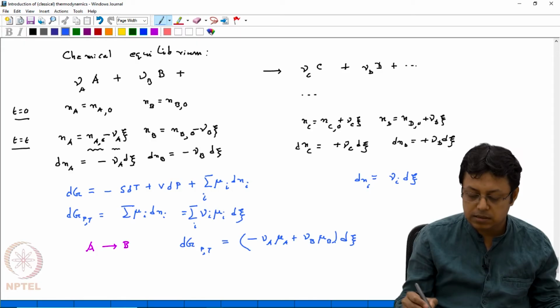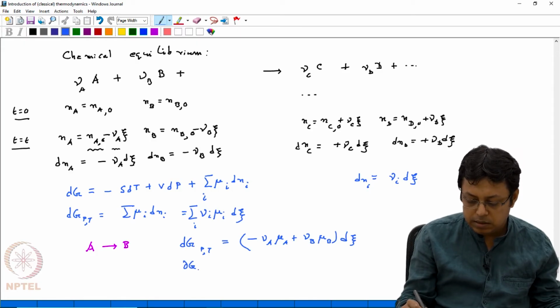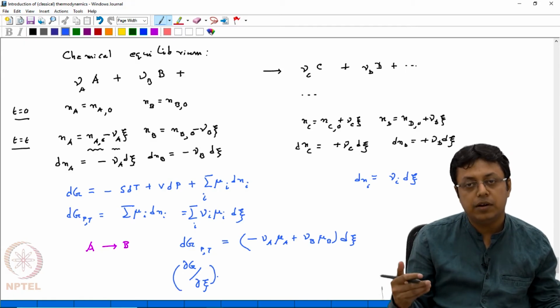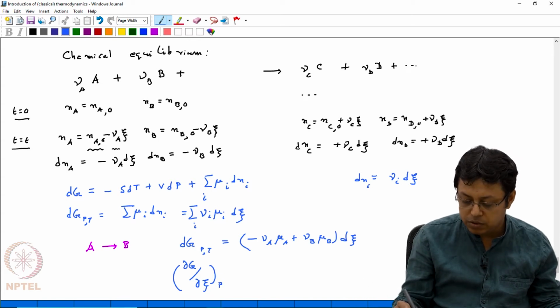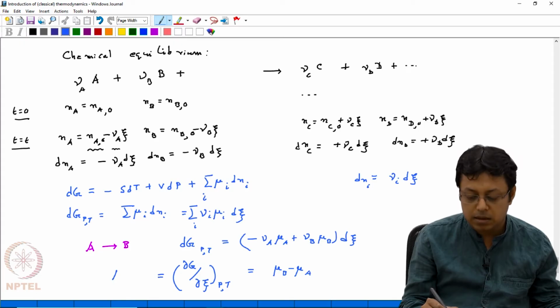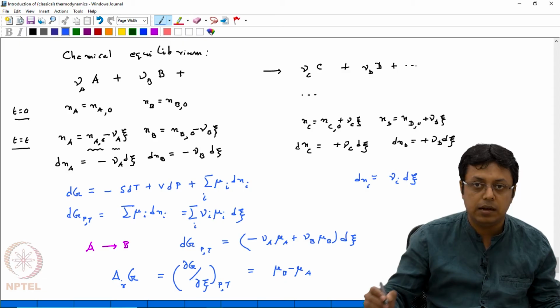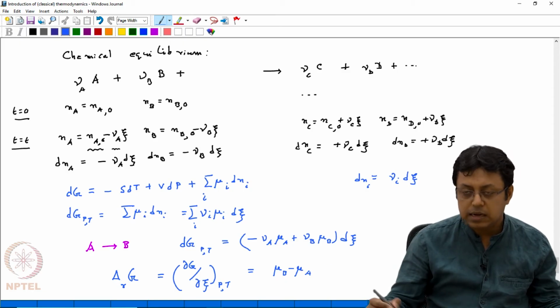So we can ask this question now: what is this quantity, del G del xi? It's basically the differential change in Gibbs free energy per unit advancement of the reaction at constant pressure and temperature. That is simply the difference in the chemical potentials of A and B, which we define as the reaction Gibbs free energy. So it's a change in Gibbs free energy for a reaction, that's why you write a suffix R here, and that is just the difference of the chemical potentials of the constituents.